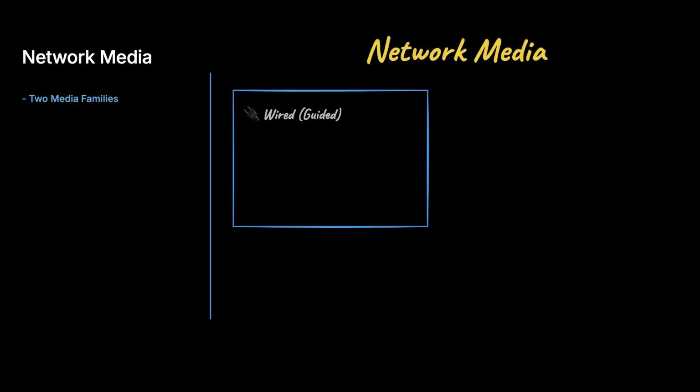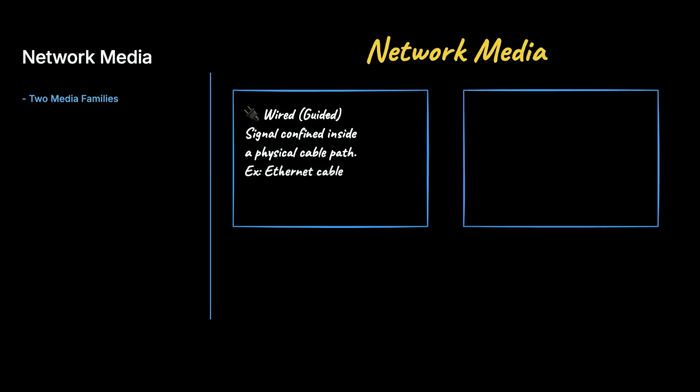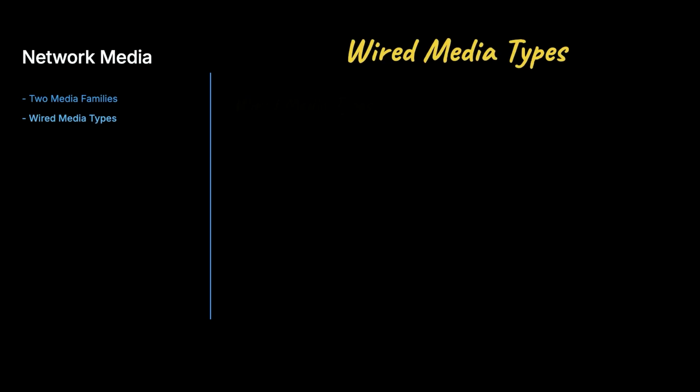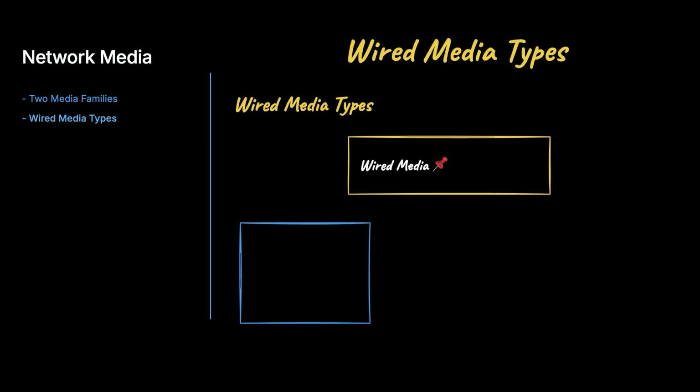Let us turn to network media, the physical path that data actually travels along. There are 2 broad families. Wired media, also called guided media, confines signals to a narrow physical path inside a cable. Wireless media uses the natural environment, like the air itself, to carry signals with no cable between the endpoints at all. Wired media comes in 3 types.